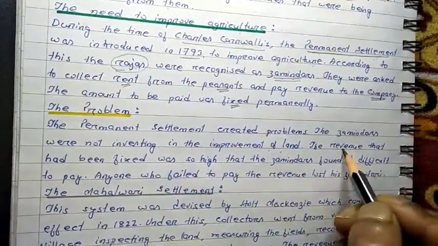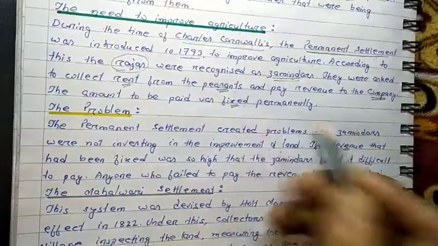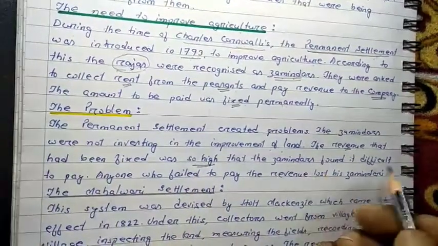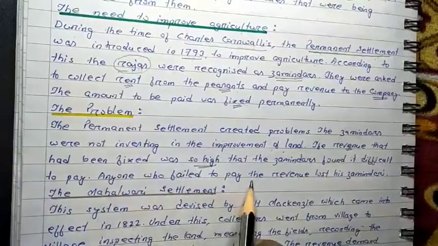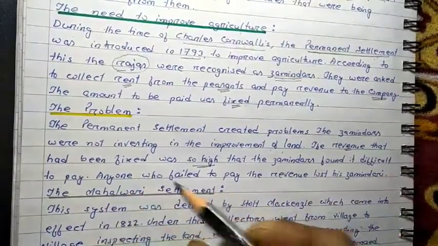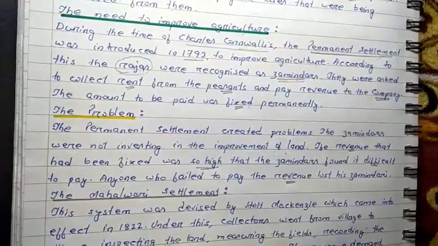The revenue which was fixed by the East India Company, I already told you it was fixed permanently, was so high that the Zamindars found it very difficult to pay. Anyone who failed to pay the revenue lost his Zamindari. Any ruler or any Raja who failed to pay this revenue lost his Zamindari.